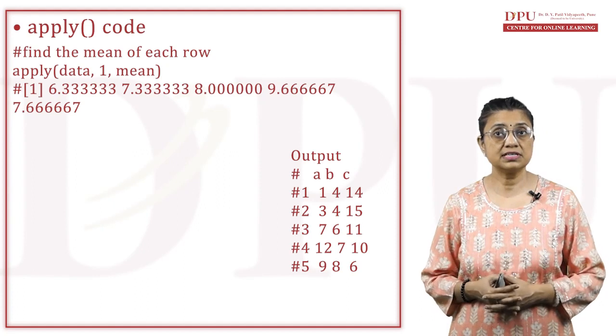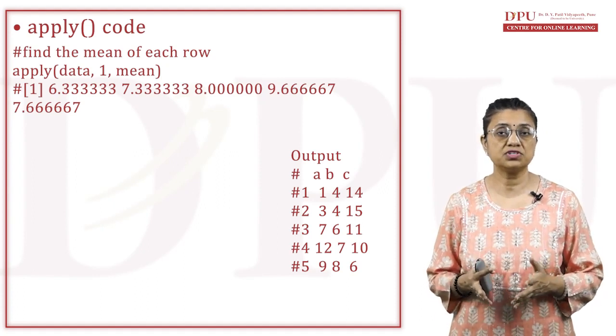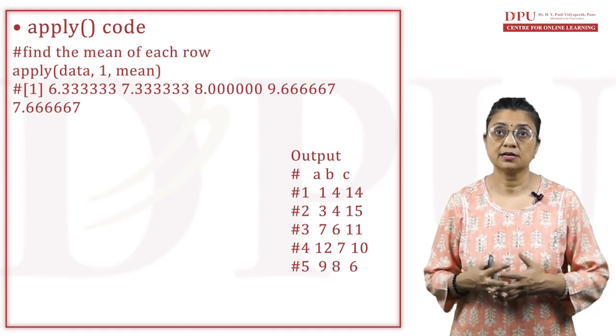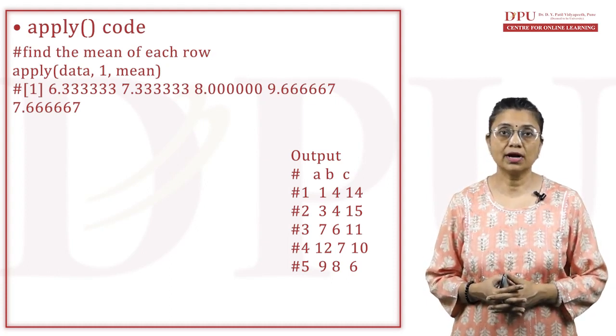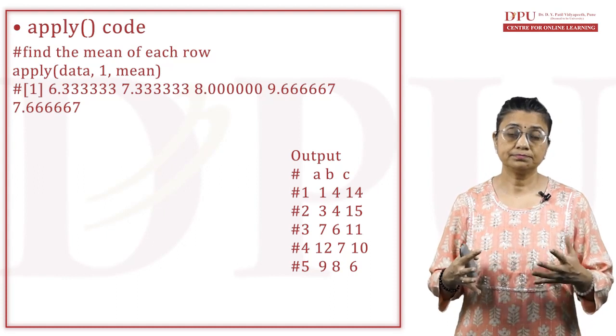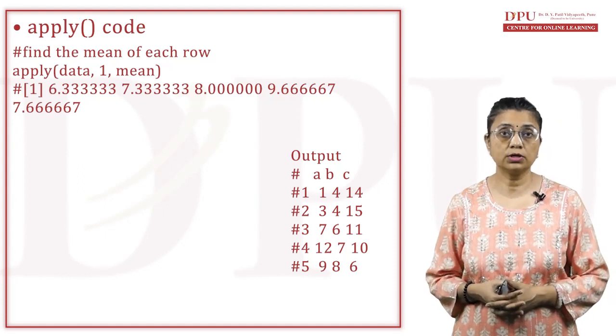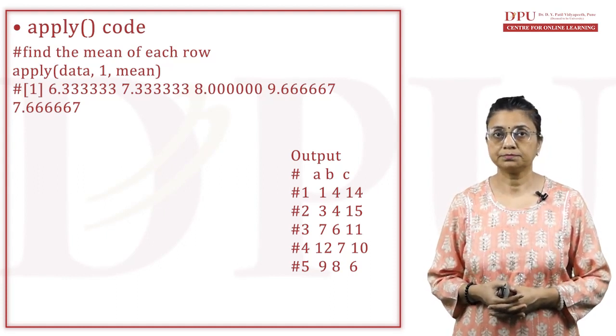So you can see 56 is actually 14 plus 15 plus 11 plus 10 plus 6. So that is what makes it 56. That is why we try to find out the totals of rows and columns.